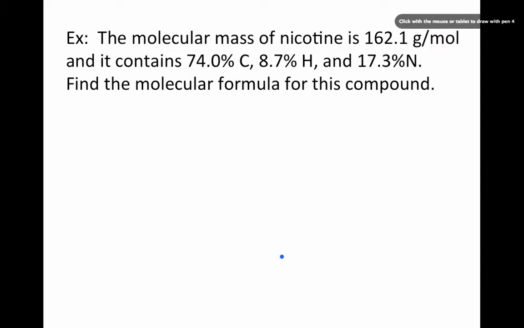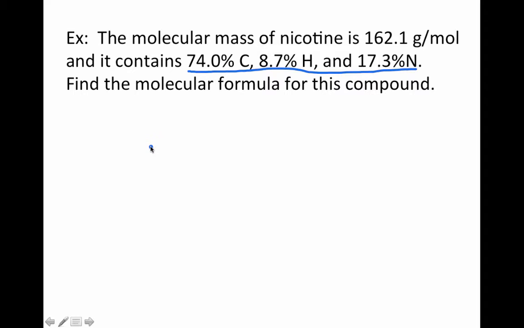This problem is a little bit different because it says the molecular mass of nicotine is 162.1 grams per mole and it contains. Notice in this one, it doesn't give us the empirical formula, but it gives us the percents that we can use to find the empirical formula. So this is an empirical formula and a molecular formula combined together in one. We're first going to have to find the empirical formula and then use that information to find the molecular formula.